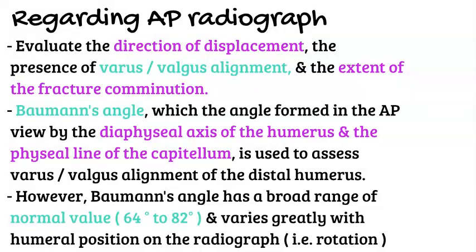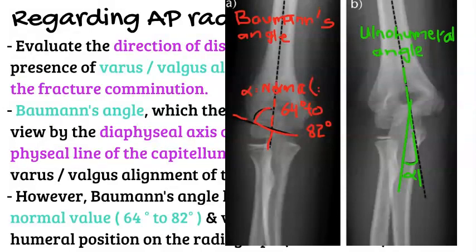This figure illustrates Baumann's angle, labeled A. The normal value is around 64 degrees to 82 degrees. It is an angle formed in the AP view by the physeal axis of the humerus and the physeal line of the capitulum. For B, it shows the ulnar humeral angle, the angle between the ulna and the humerus.